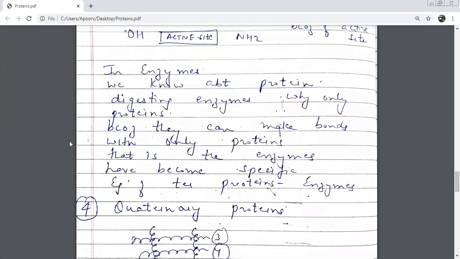The reason is they are specific proteins. Got it? They will only be able to bind with whom? A specific substrate, and then they are able to digest it. These kinds of proteins, we call them protein digesting enzymes, because they are specific. Example of tertiary proteins are enzymes. What is the example of tertiary proteins? Enzymes. That is why we say that enzymes are very specific in their action. They do not act on any substrate. They are very specific because they have to combine with both the groups.